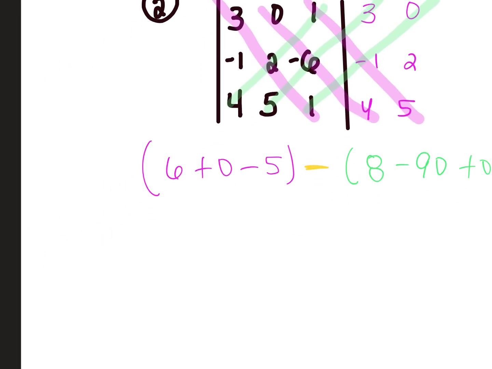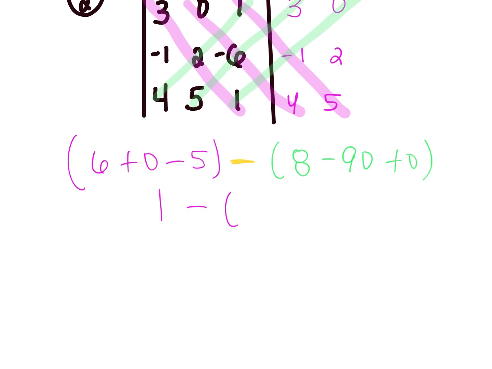Inside our parentheses first, what's 6 plus 0 minus 5? 1. Minus, what's 8 minus 90? Negative 81, perfect. Signs are real important here, guys. If I have 1 minus a negative 81, what is that the same as? Plus, so my answer here is 82. Perfect. Good.